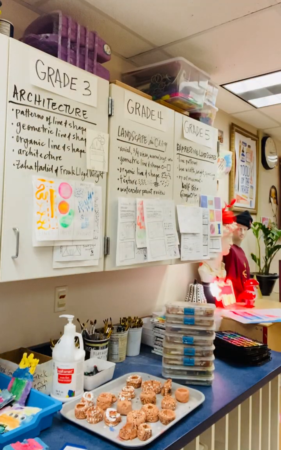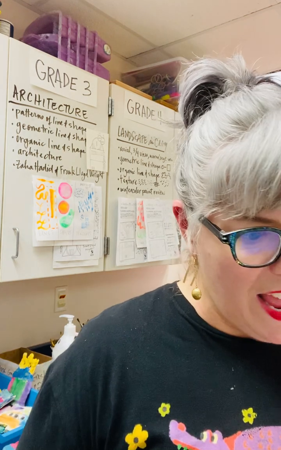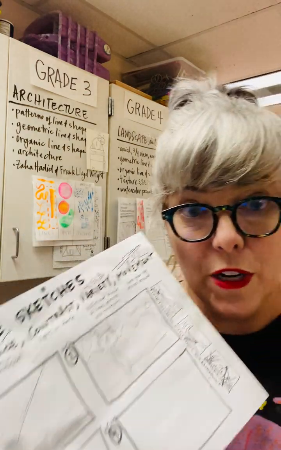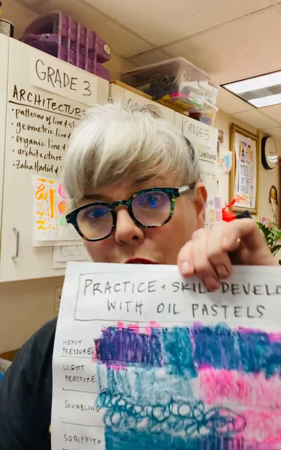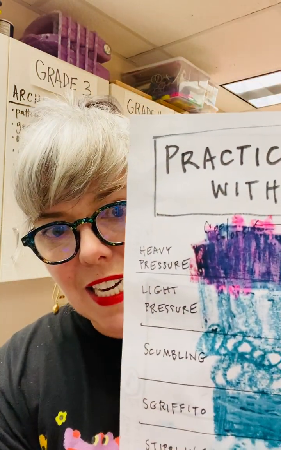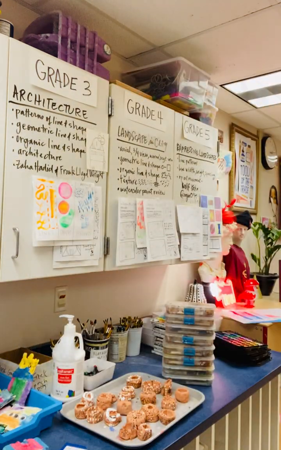But here we go, fifth grade. This is the big kahuna. They have been working on landscape sketches, trying to show foreground, middle ground, background. And this is where students learned a couple of different techniques as to how they can use them. Now, we're using bigger, thicker paper.